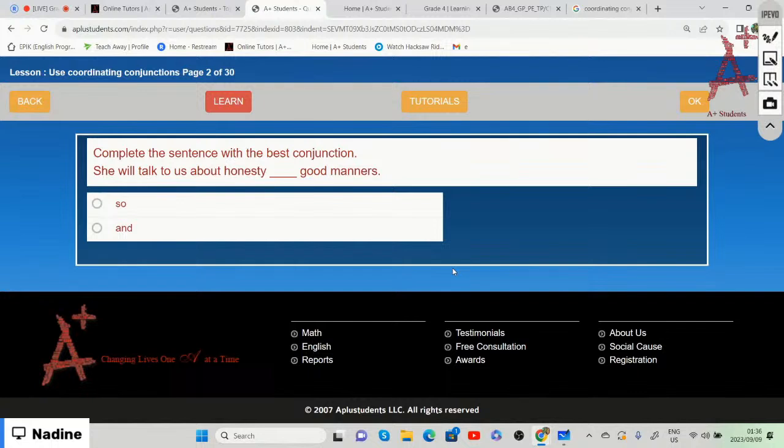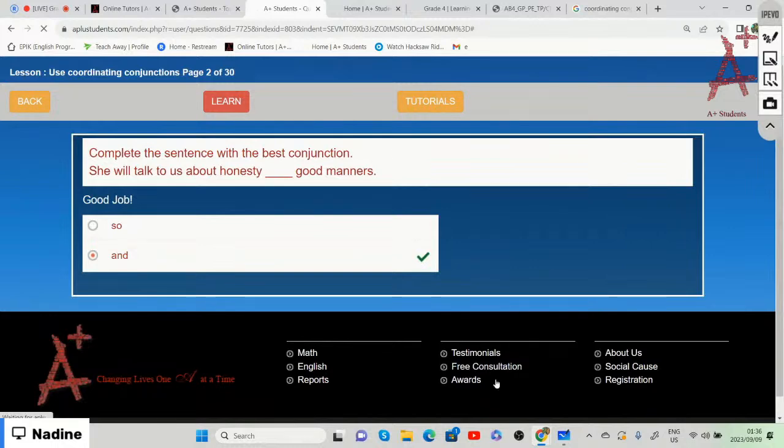All right. So if we choose the best conjunction, then we will choose and, because she will talk to us about honesty and good manners, meaning that you need to be honest and you need to have good manners because it goes hand in hand.